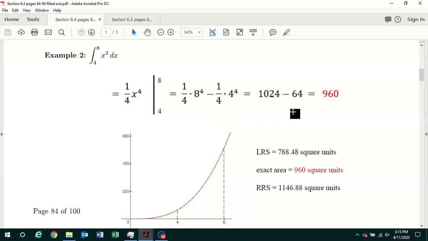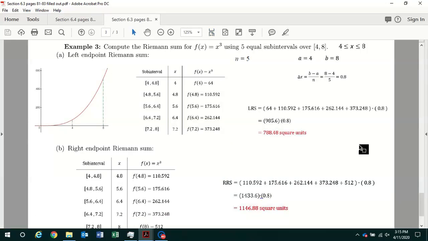The second term is equal to 64. And 1024 minus 64 is equal to 960. So the value of this definite integral, the definite integral of x cubed from x equals 4 to 8, is equal to 960.